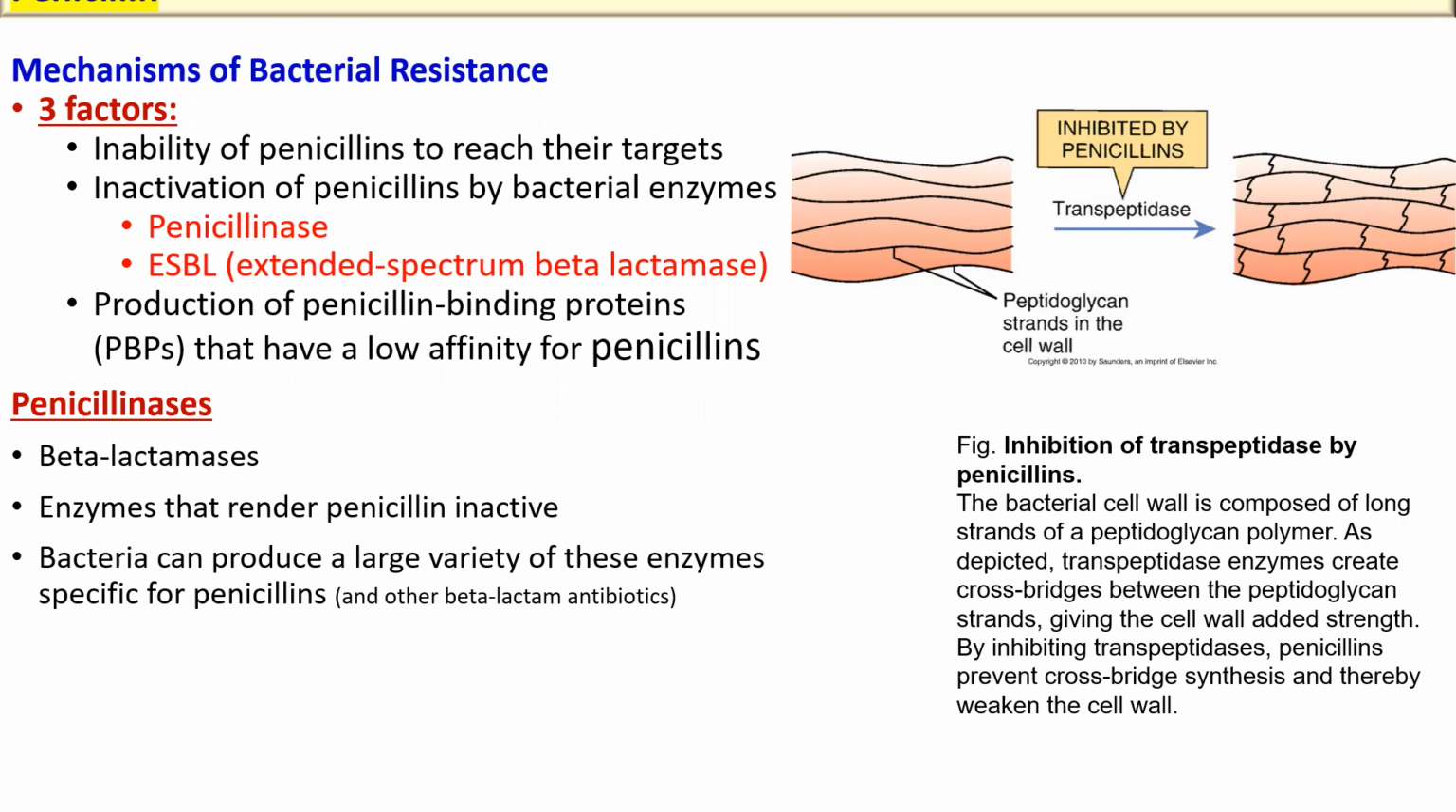So, the inactivation of penicillin by bacterial enzymes. Penicillinase, which is a beta-lactamase, is an enzyme that will render penicillin inactive. And the bacteria can produce a large variety of these enzymes specific for penicillins. And then we have the ESBL, which is extended spectrum beta-lactamase. And you will find that in certain patients, they would have the ESBL type of bacterial resistance.